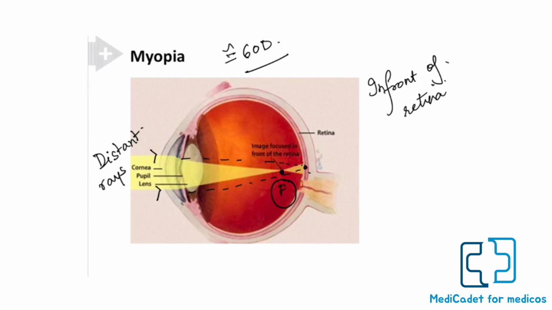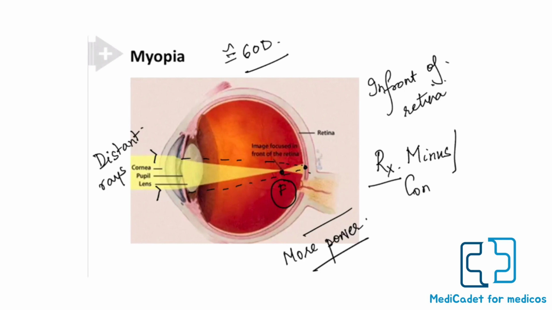But why are they meeting in front of the retina? Because the light rays are being bent more than necessary. So this eyeball is bending the light rays more than necessary, right? This means that it has more power than it needs. So then, what is the lens that you will use for the treatment of myopia? Will you use a plus lens or will you use a minus lens? Obviously, if it has more power, I am going to use a minus lens. So the treatment of myopia is minus, that is concave lens.